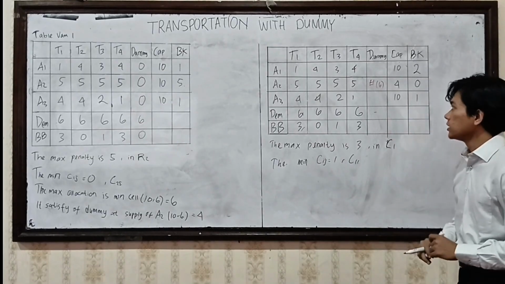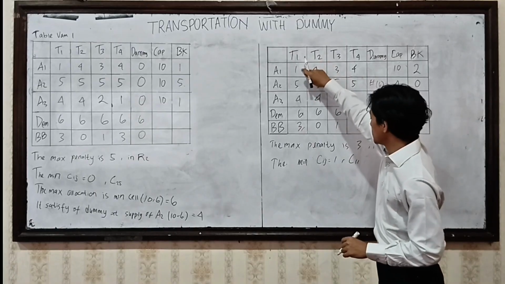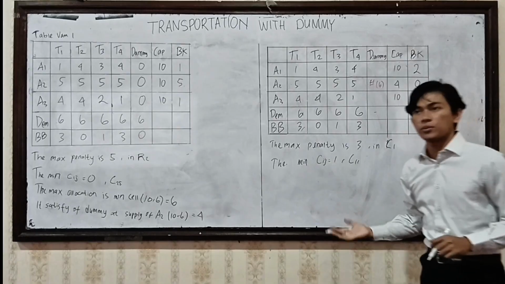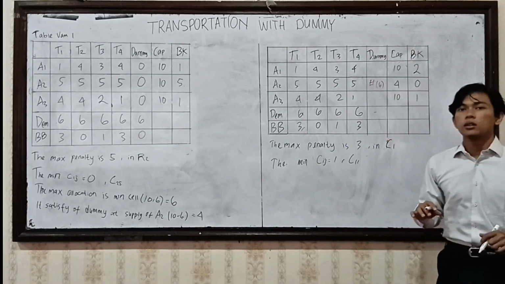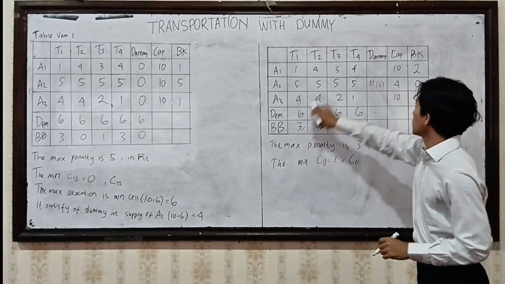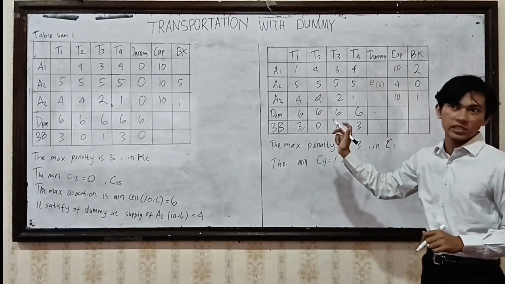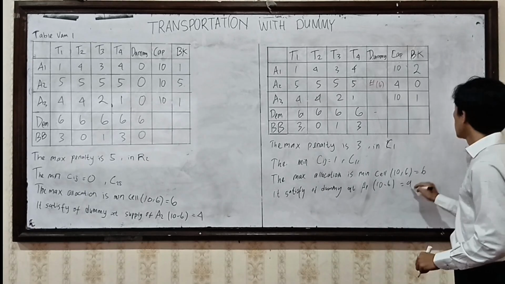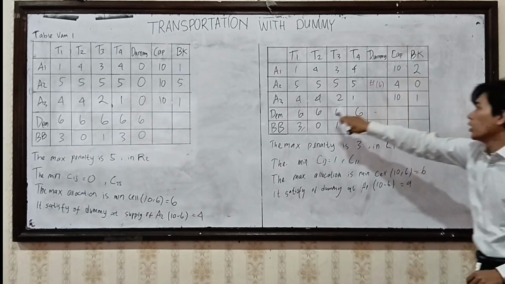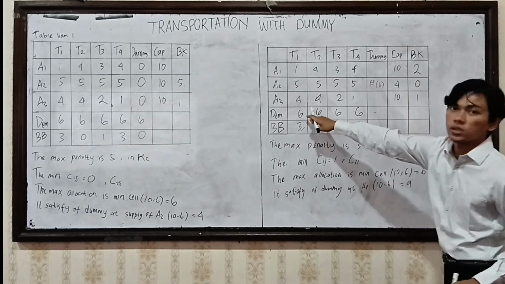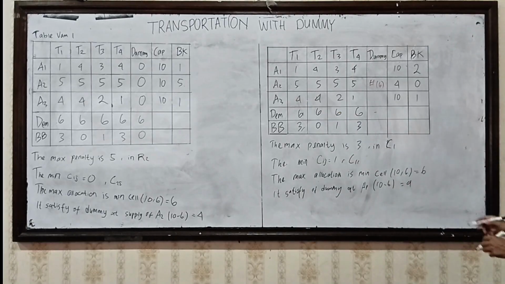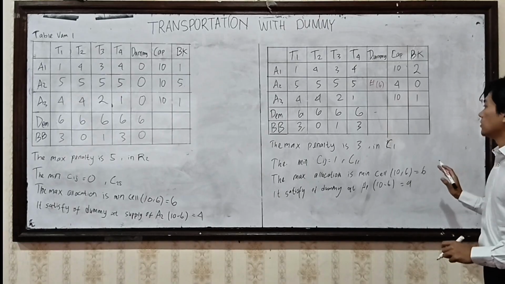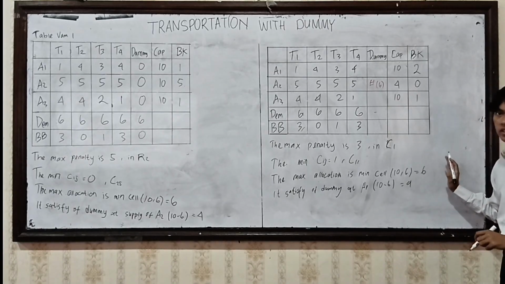Okay, so we choose the A1 and C1, and we want to find the maximum allocation by finding the minimum demand or capacity here. So the minimum is 6, we choose 6. So this is still 4 because we must allocate in this demand, that is 6. So okay, we move to the next table by processing this operation.